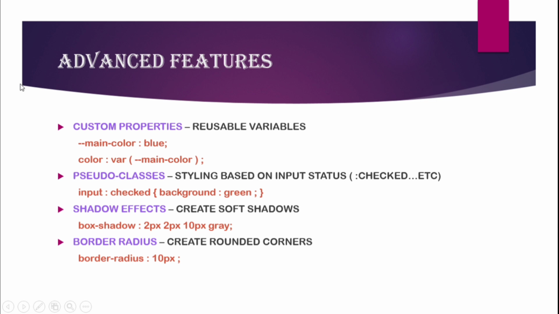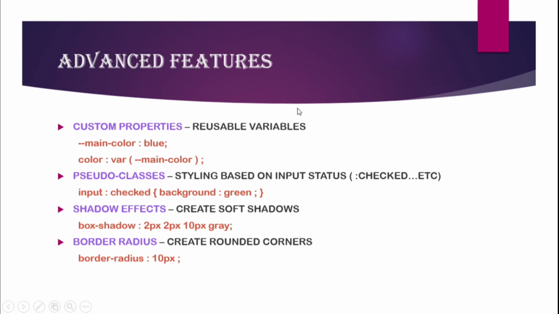Then we will check for that checked button. What we have is background equal to green. I clicked that button, so automatically the background will change into green color. This is nothing but the pseudo classes. Styling based on input status, whether it is checked or not checked, whether it is yes or no. Based on that, we can change the colors also. That is nothing but the pseudo classes.